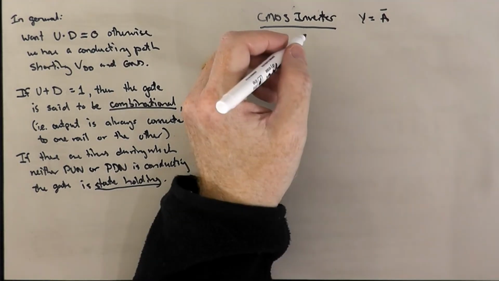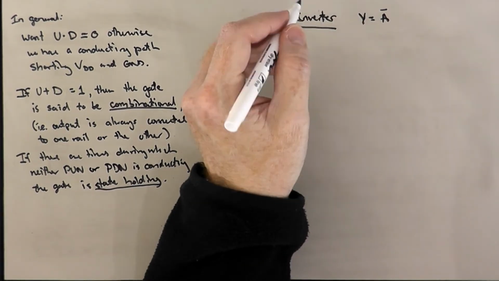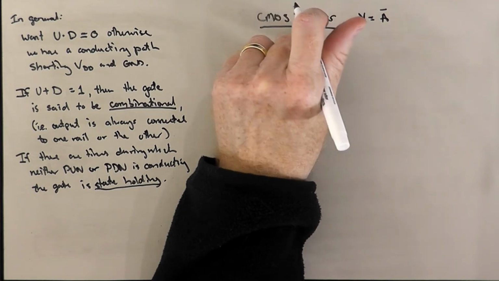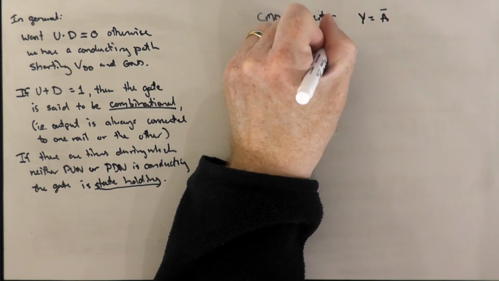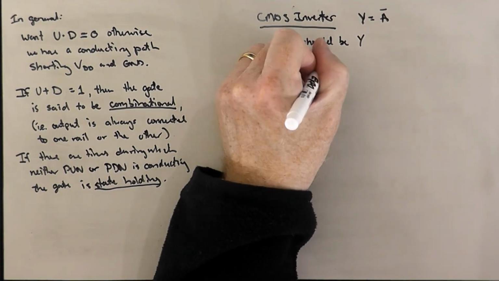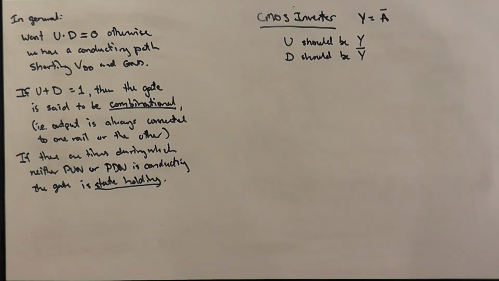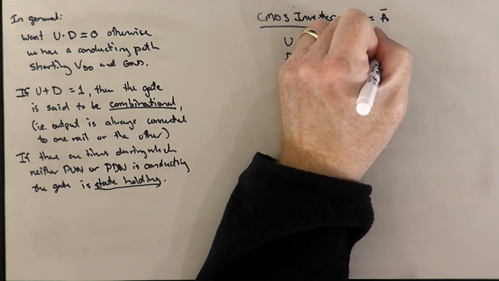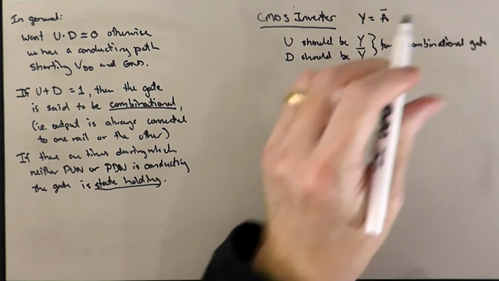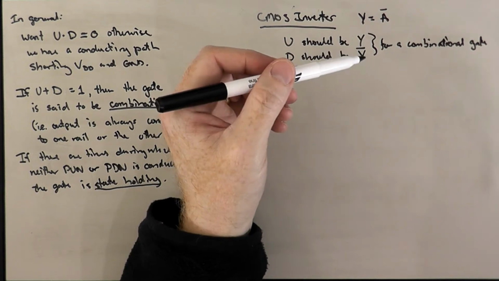Okay? And the way this works is that U should be the function we're trying to implement, and D should be the complement of what we're trying to implement for a combinational gate. And so we can take Y as the conduction condition for the pull-up network directly.